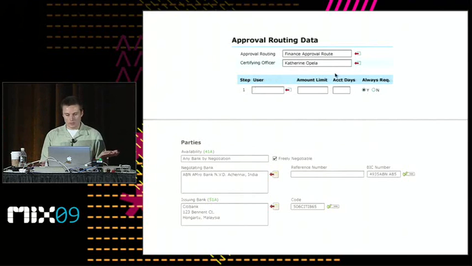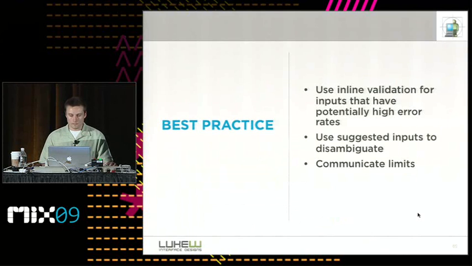Here's an approval routing data form. You can auto-populate who the approving officer is, because chances are you probably don't know how to spell their name. So inline validation could help a lot. Negotiating banks, reference numbers, all these sorts of things probably pull from a set of potential options. And if you enable those through inline validation, it could aid people filling in these forms a lot. So this best practice is really: inline validation is great for inputs that have potentially high error rates, and you can use it to disambiguate inputs, and you can also use it to communicate limits.